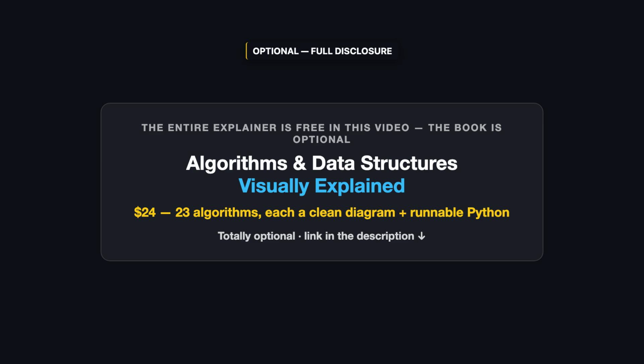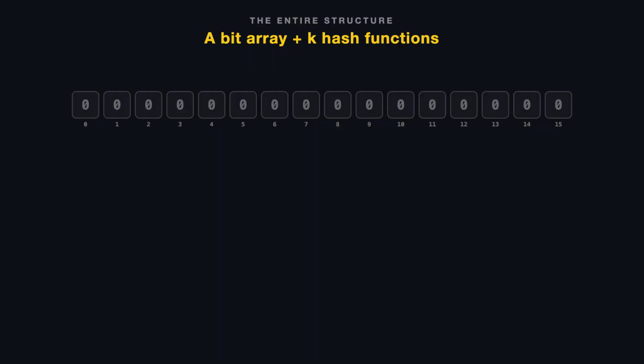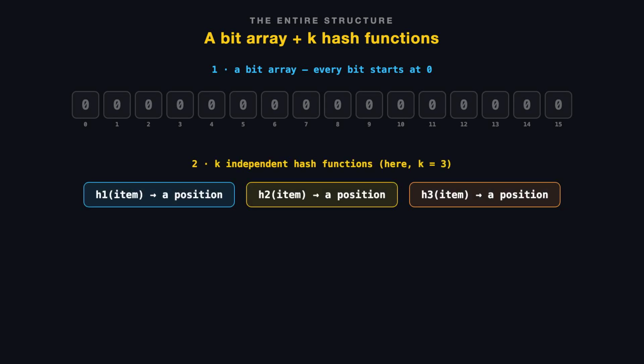Now, let us light up some bits. Here is the entire structure, and it is almost insultingly simple. 2 pieces. That is it. First, a bit array. Just a row of bits, think of them as light switches, and every single one starts at 0, all off. Here we have 16 of them.